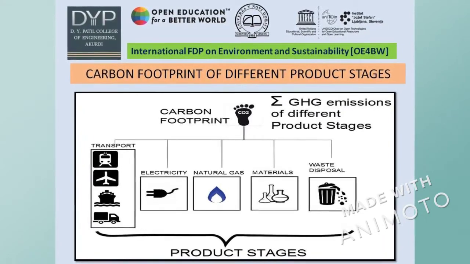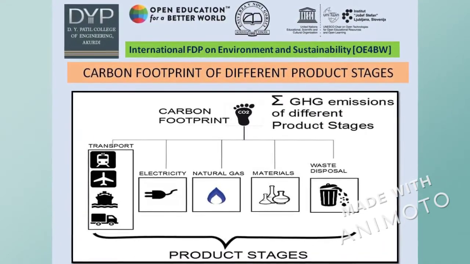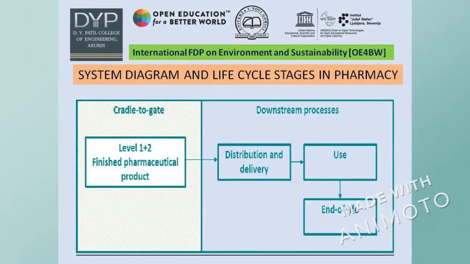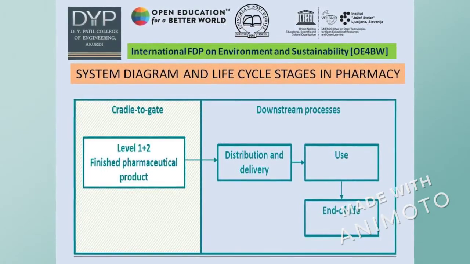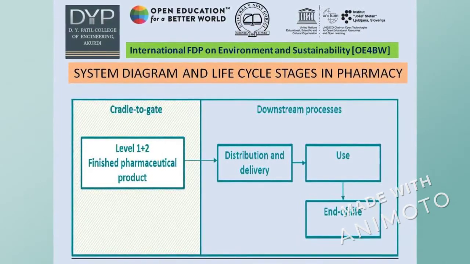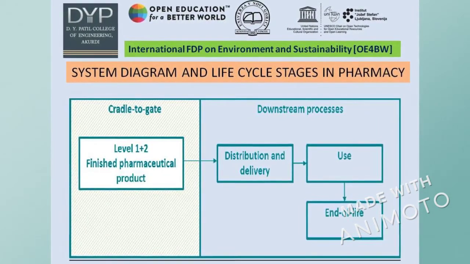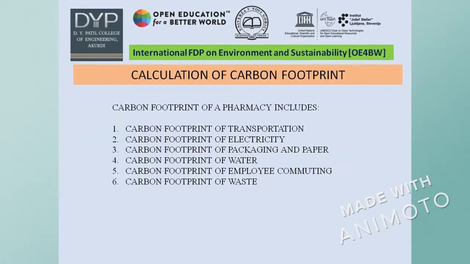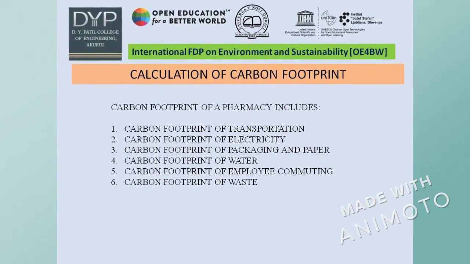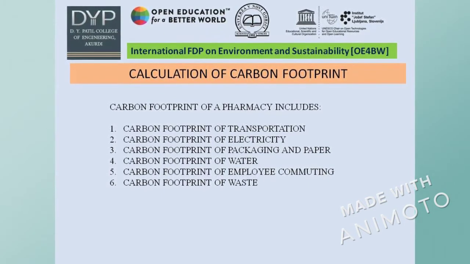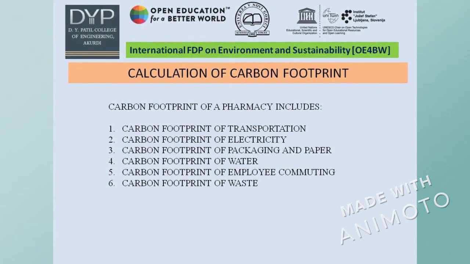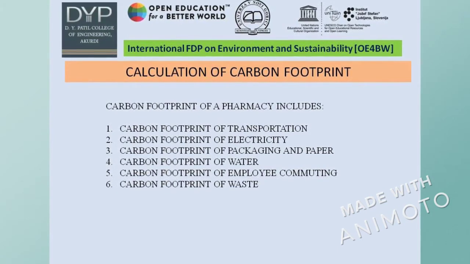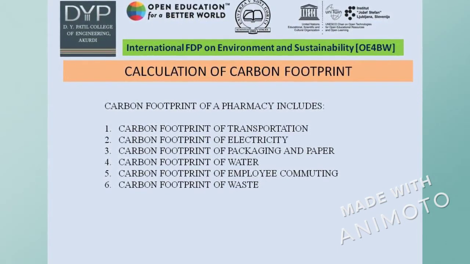Carbon footprint can be calculated at the different product stages, like for transport, electricity, natural gas, materials, and waste disposal. This is a system diagram and life cycle stages in pharmacy. Level 1 and 2 include finished pharmaceutical products, then distribution and delivery, then the final use, and that is the end of the life cycle of the product. Calculation of carbon footprint in a pharmacy includes carbon footprint of transportation, electricity, packaging and paper, water, employee commuting, and finally waste.